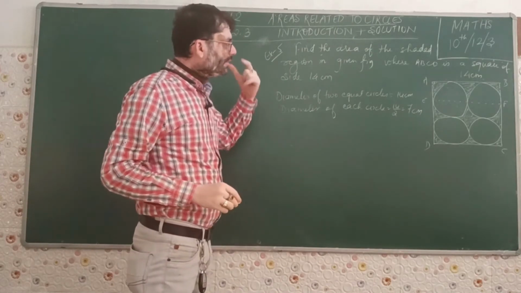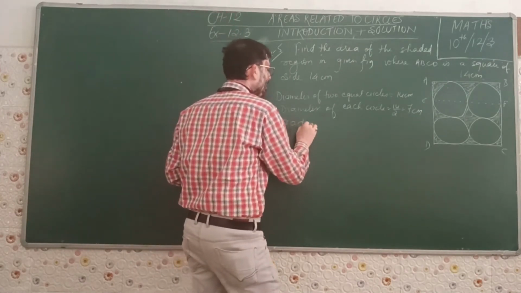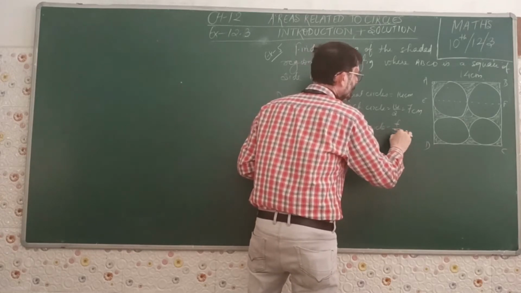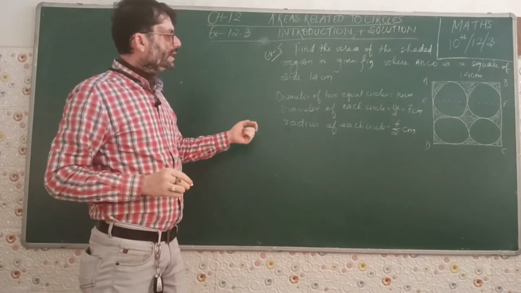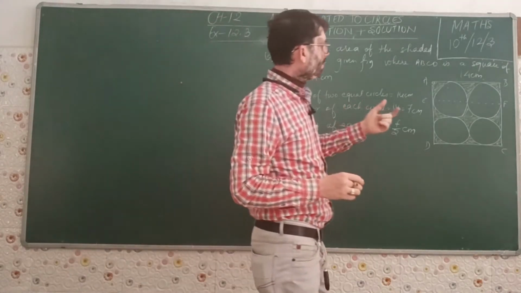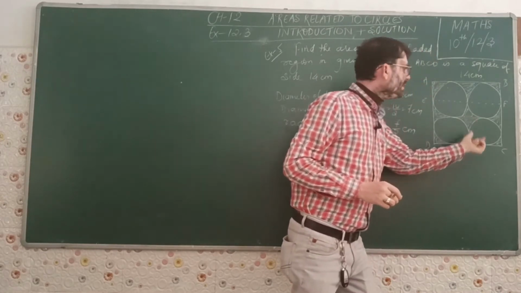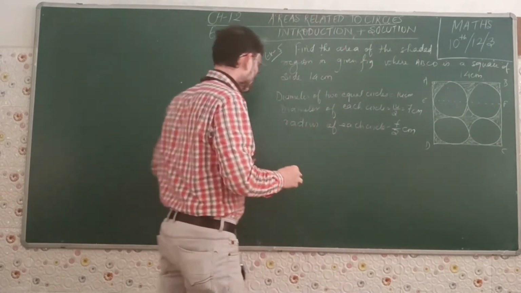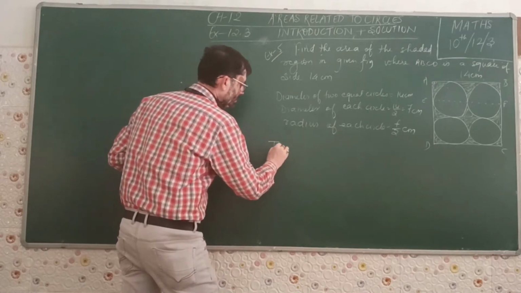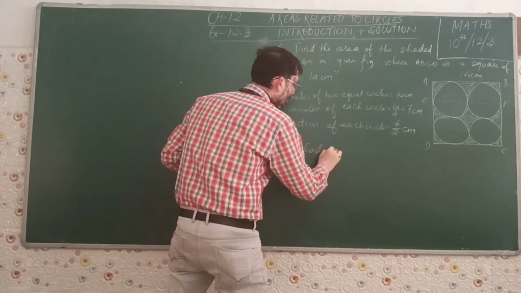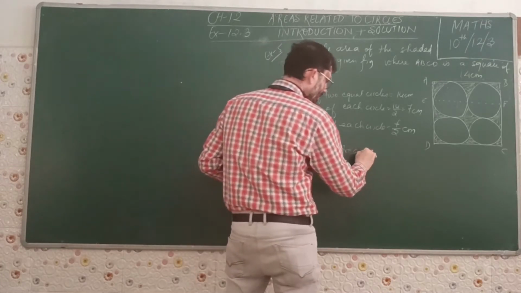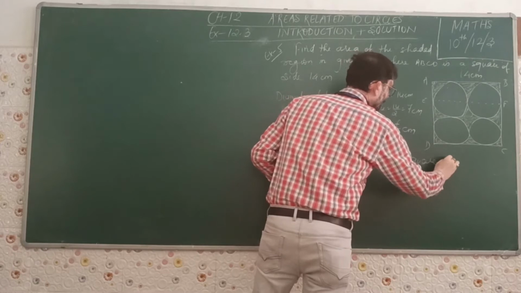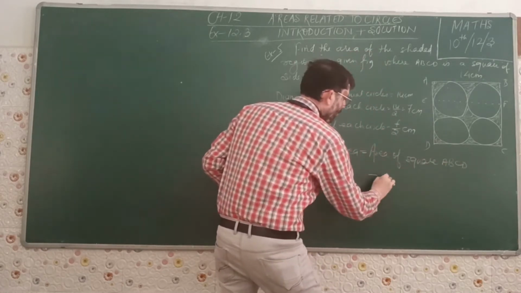If the diameter of each circle is 7 centimeters, then what can we say regarding the radius? So we can say the radius of each circle is 7 upon 2 centimeters. So we have got the radius of each circle. Once again, if you want to find the area of the shaded region, we will have to subtract all the 4 circle areas from the total area of the square. So we can write total shaded area equals area of the square ABCD minus 4 circles.